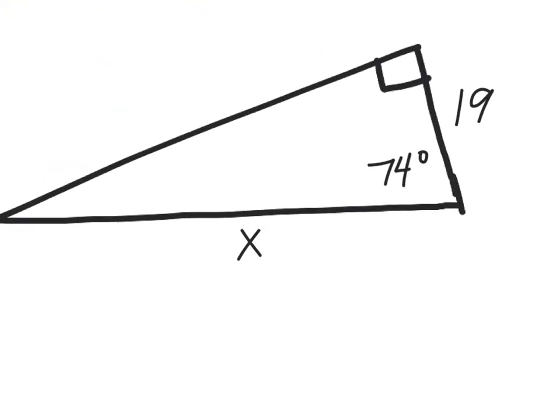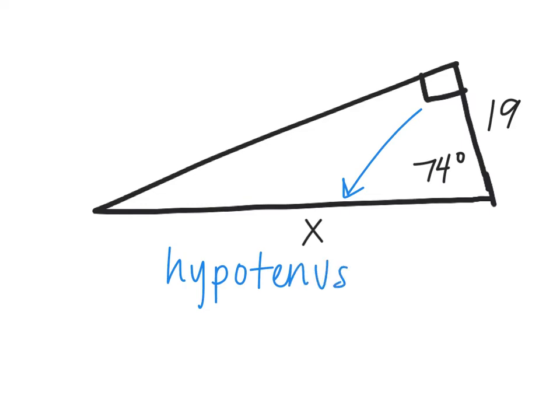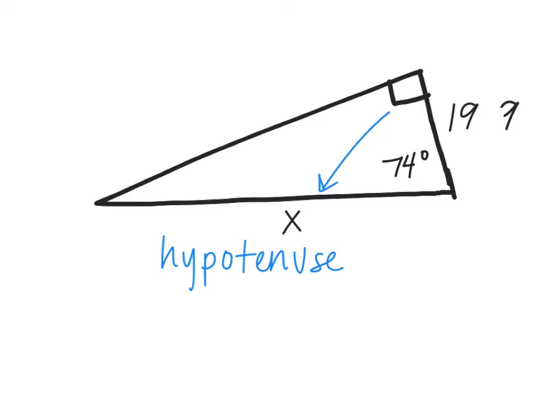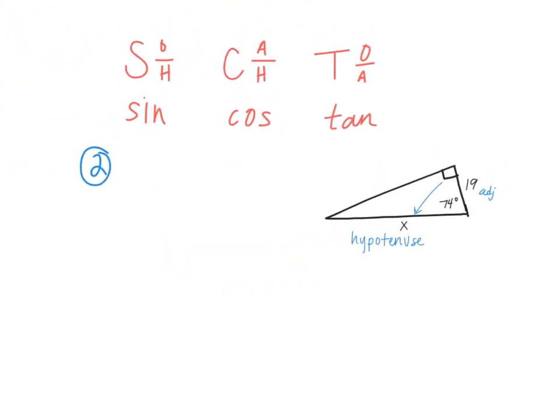Okay, zooming in. First thing I would figure out is where the hypotenuse is. You look across from the right angle. This side is your hypotenuse. The other side that you're given is the one that's touching 74, so this would be your adjacent. And then this guy is your opposite, the one that's left over. All right, you have adjacent and hypotenuse, so you have to use A over H.